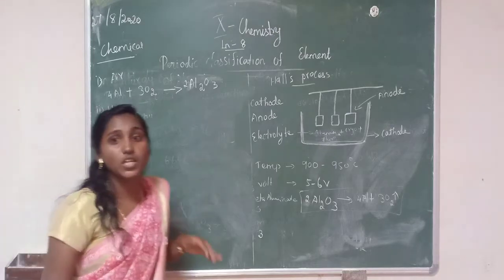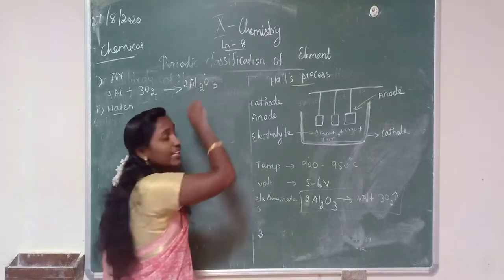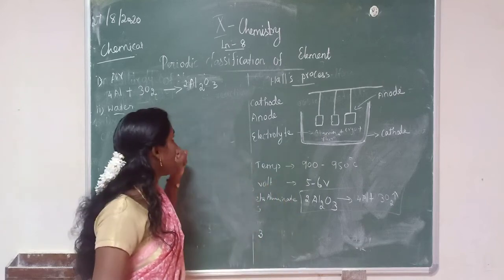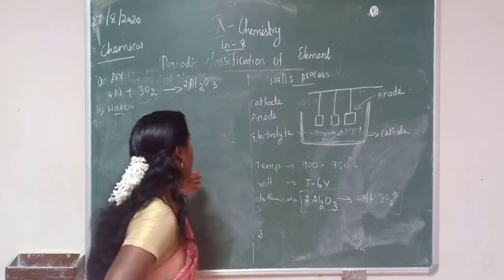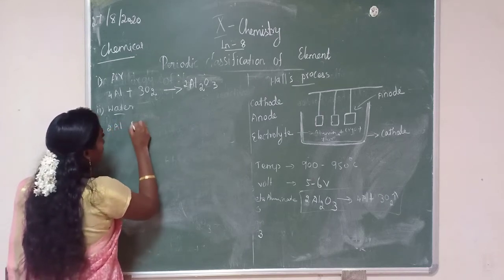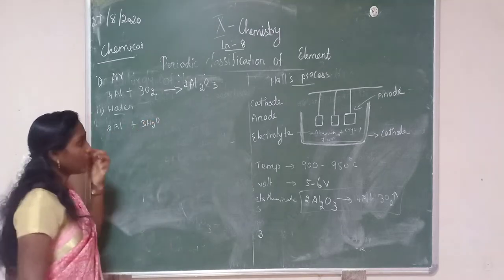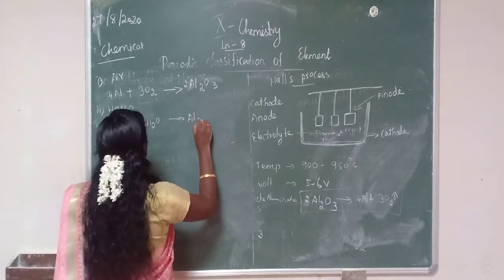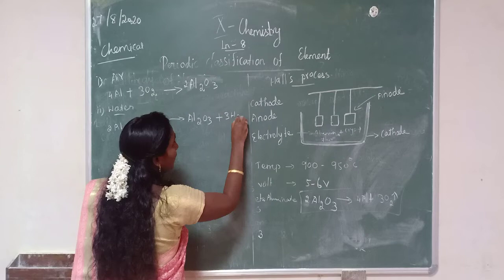Second property, reaction with water. Actually, water does not react with aluminium because of the formation of an oxide layer. So we can pass steam over red hot aluminium. Steam formula is H2O. When we pass the steam over red hot aluminium, it will liberate hydrogen gas. Same product, Al2O3, aluminium oxide, plus hydrogen gas.